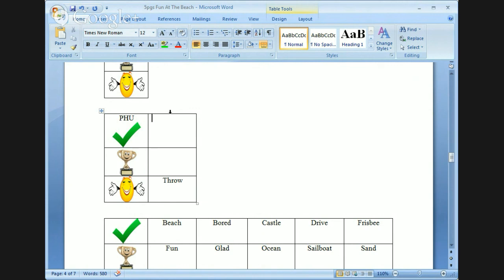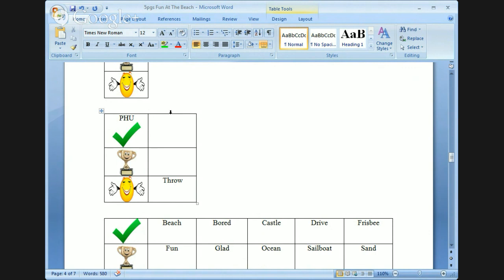I remember I used this word too, teacher. Okay, well, use it again. It's okay if you use it several times. Yeah, I can use a word several times.